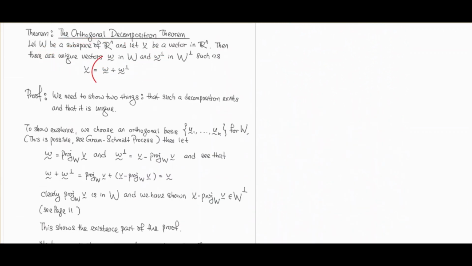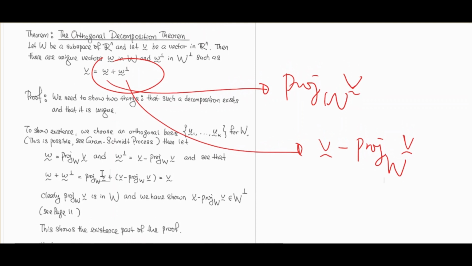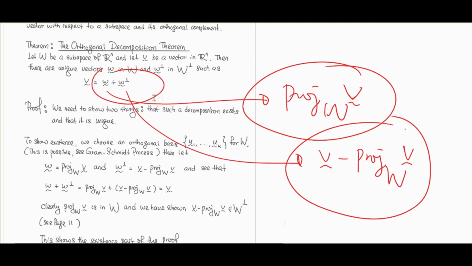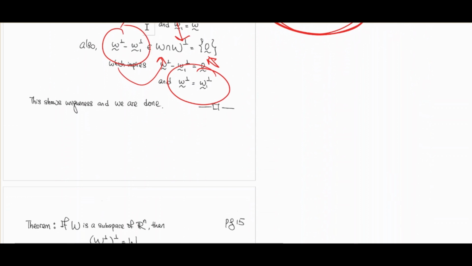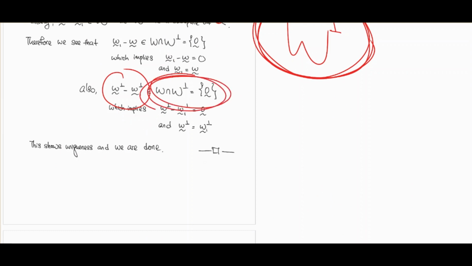The expression is unique. This W here has to be the projection of V onto W. And then this one right here must be V minus the projection of V onto W. That's the only one way to write it. That's what we call the orthogonal decomposition theorem. Every vector can be written as a sum of two vectors which are orthogonal to each other, so to speak. All right, so that's the proof. This is a very nice proof because we managed to utilize the facts that we know from before. Pretty cool.